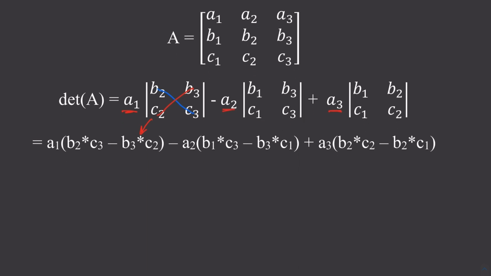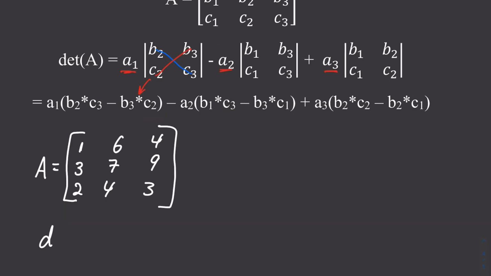Let's do an example of this real quick. So we can say that A equals the matrix 1, 6, 4, 3, 7, 9, 2, 4, 3. So let's solve for the determinant of A.